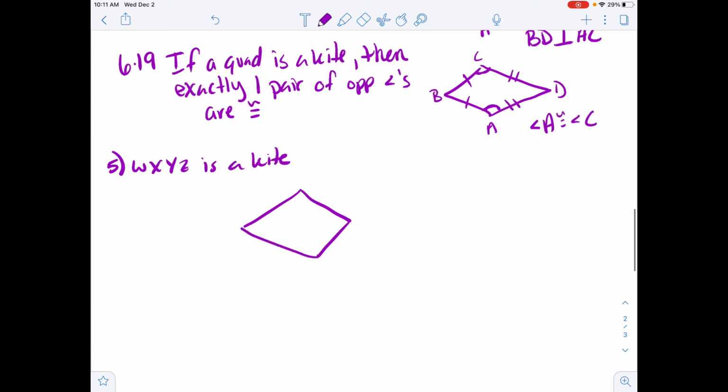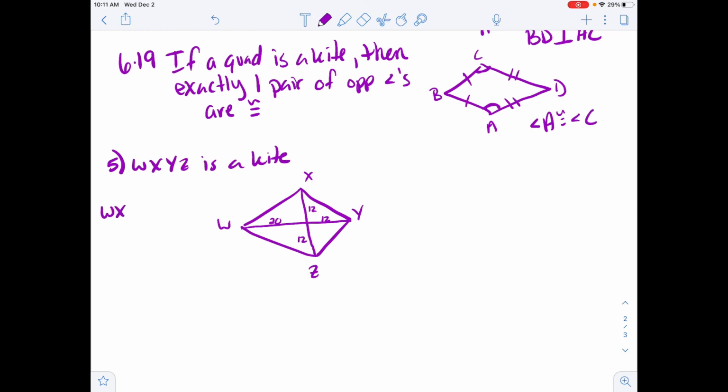All right, so we have WXYZ. I'm going to draw in diagonals on this one. Okay, so I'm going to tell you that this is 12, this guy's 12, this is 20, and this is 12. Okay, we're going to find all of the sides, WX, XY, WZ, and ZY.